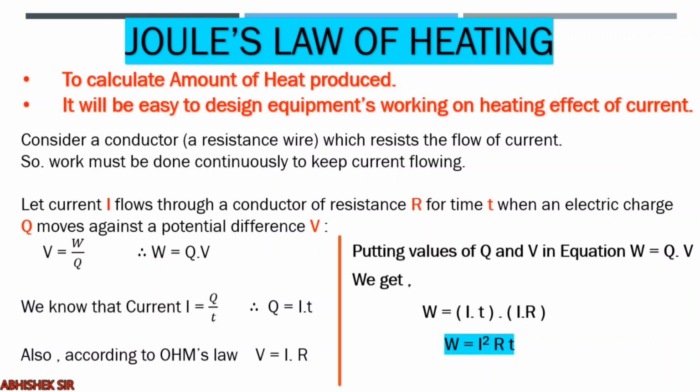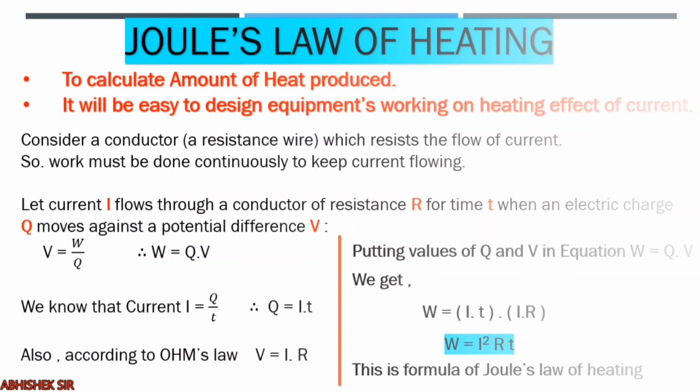So this work done is nothing but the heat energy which is produced when current I flows through a resistance R, up to time T. So this W equals I square RT is the formula of Joule's law of heating. Joule's law of heating is a very important formula because it gives us the amount of heat produced, right? I have already written two applications, so you will understand why we are deriving the formula.